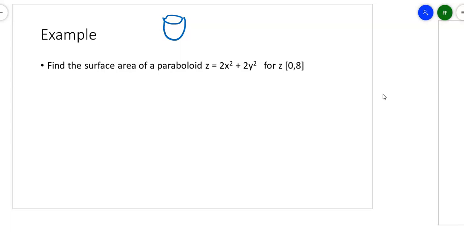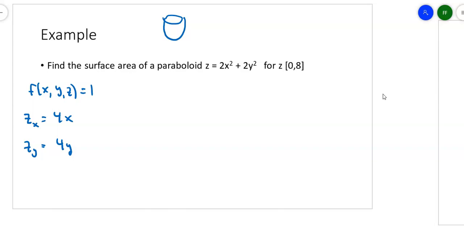Why don't I start by acknowledging that if I'm finding surface area, then f of x, y, z equals 1. I can also find the partial derivative of z with respect to x and the partial derivative of z with respect to y, because I'm going to need that in my calculations. Well, the partial derivative of z with respect to x is 4x. The partial derivative of z with respect to y is 4y.